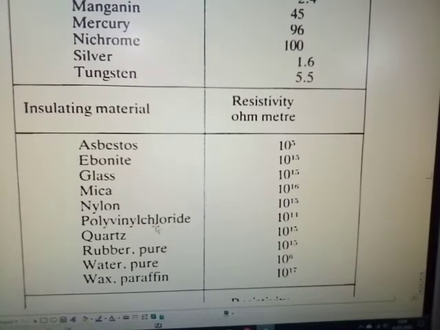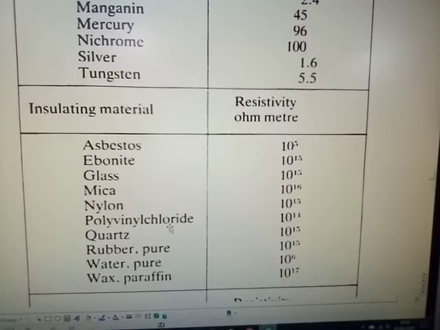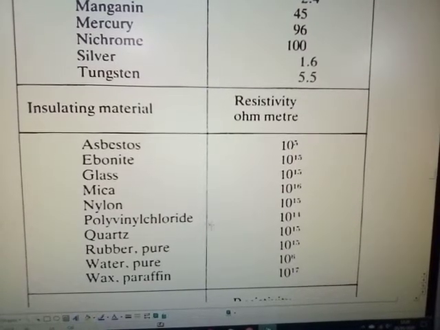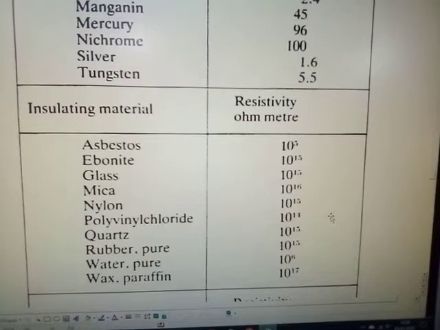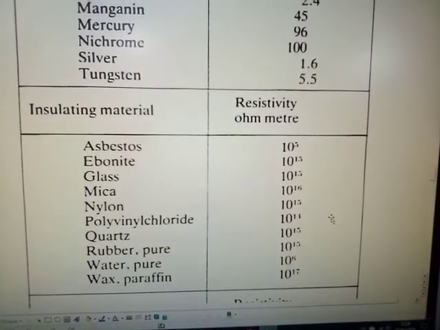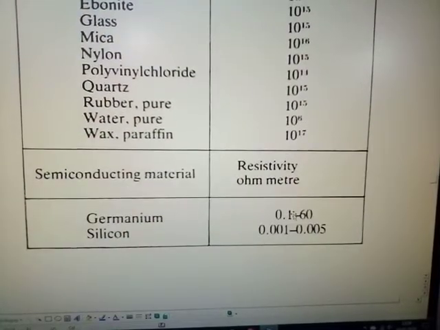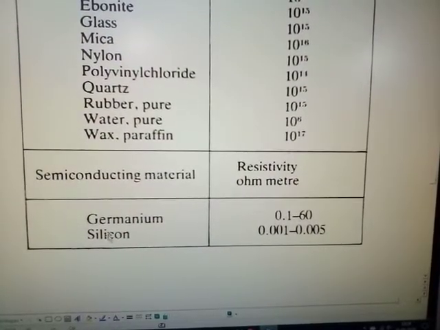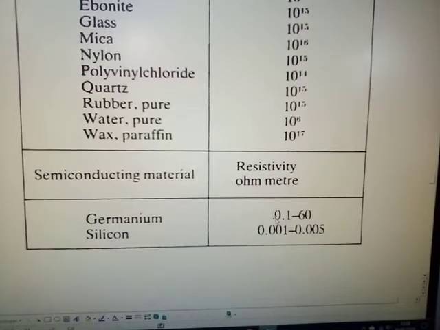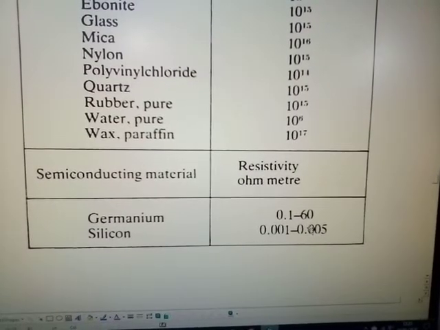And you can say, well, polyvinyl chloride, PVC, and I believe it is relating to PVC, equals 10 to the 14. Okay. And here you have semiconductor material, germanium 0.1 to 60 ohms per meter, and silicon with a lower resistance.